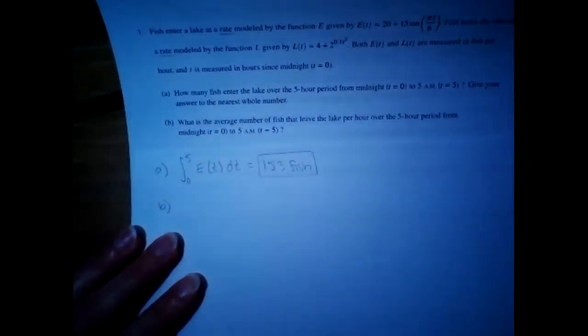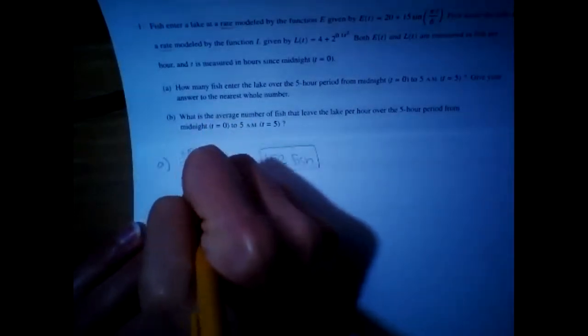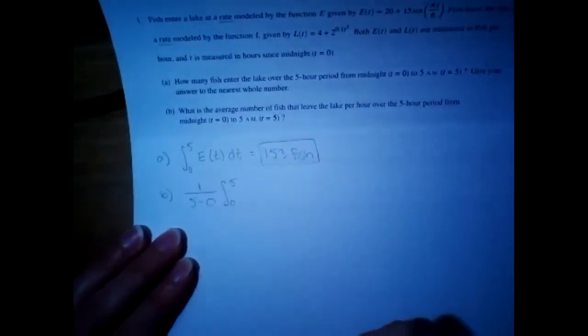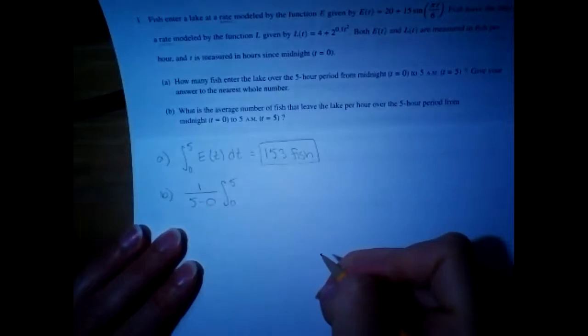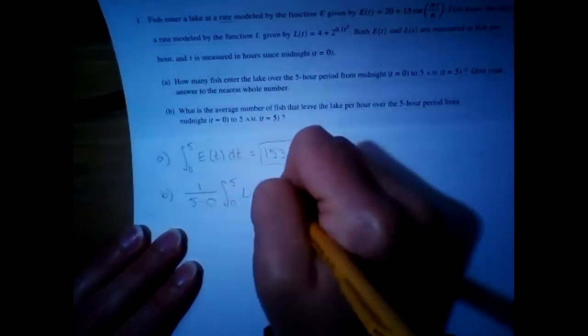This is an average value. If I gave you a list of numbers and said, here, average these, you would add them all up and then divide by how much you have got. The integral adds it all up. We just need to divide by the length of the time interval, which was from 0 to 5. So it's going to be 1 over 5 minus 0, integral 0 to 5. And then this was average number of fish that leave. So we want the L of t function.